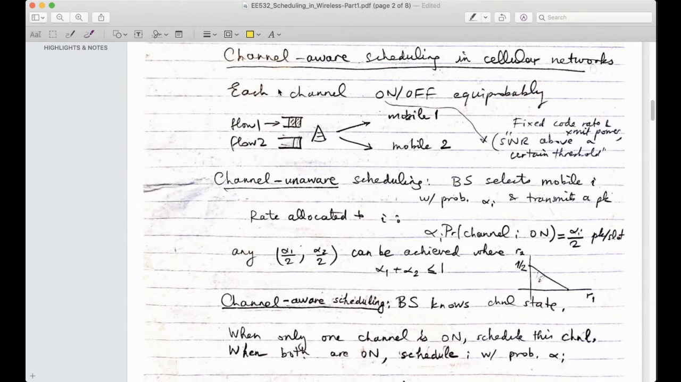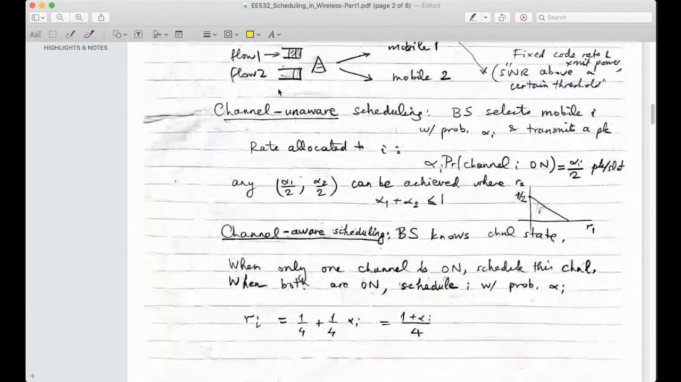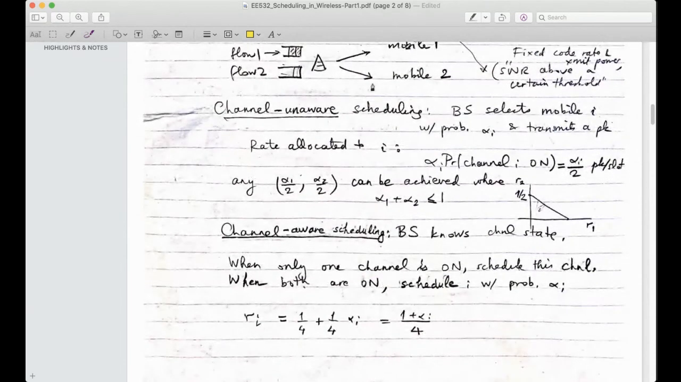So in channel unaware scheduling, the base station will select a mobile I with probability alpha I and transmit a packet. The rate allocated to user I is going to be alpha I times the probability that the channel of user I is on. Because if we allocate the channel to user I, but it happens to be off, the user won't be able to get any service.